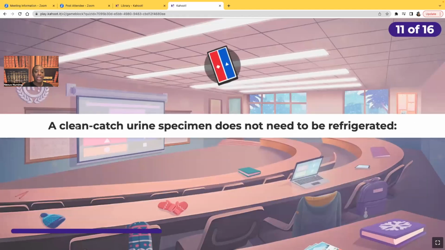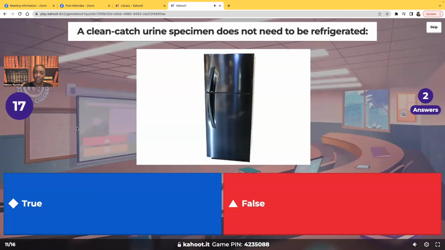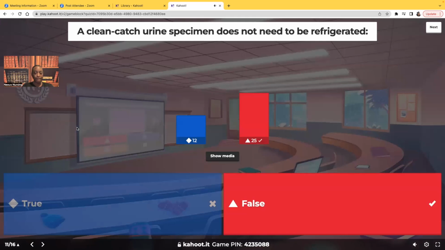True or false? A clean catch urine specimen does not need to be refrigerated. Is that true or is that false? A clean catch urine specimen. Does it need to be refrigerated or not? False. That is false because it absolutely does need to be refrigerated. We need it refrigerated to keep the contents of the urine from breaking down.